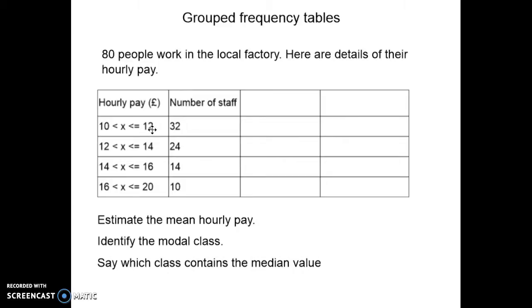So if you think back, we multiplied our first 2 columns, but are we going to multiply this 32 with 10, or are we going to multiply it with 12? Because we don't know the actual hourly pay for these 32 people. It's somewhere between £10 and £12. So what we're going to do is, for each of these ranges, take the value in the middle, which we can do by adding the 2 numbers together and dividing by 2.